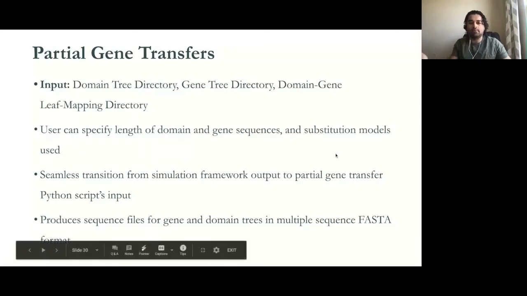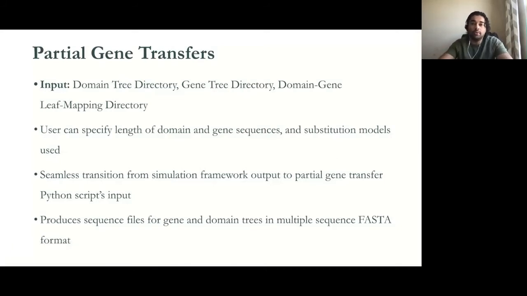And this would produce sequence files for gene and domain trees in FASTA format, which you can then run your appropriate methods on, and then use the somewhat pseudo ground truth generated from the trees to test whether or not you can recapture these subgene level events using the methods that you apply to it.